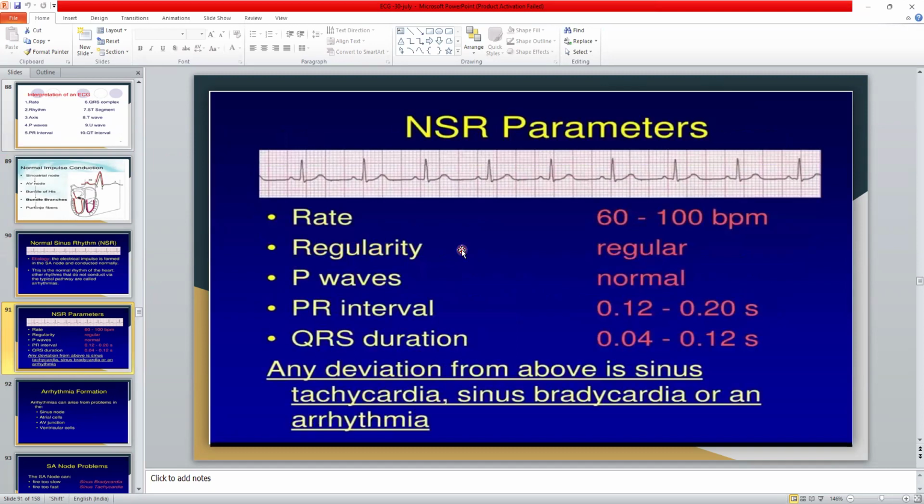So in the normal sinus rhythm, the heart rate will be around 60 to 100 beats per minute. Regularity: it will always be regular. P waves are normal in shape and duration. PR interval is from 0.12 to 0.20 seconds. QRS duration is 0.04 to 0.12 seconds. Any deviation from the above is known as sinus tachycardia, sinus bradycardia, or an arrhythmia.